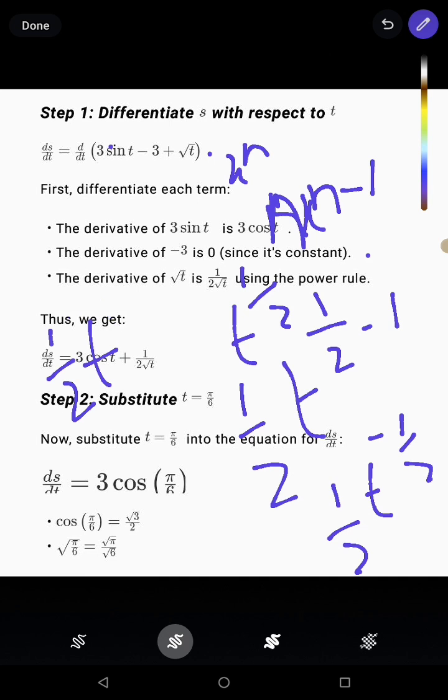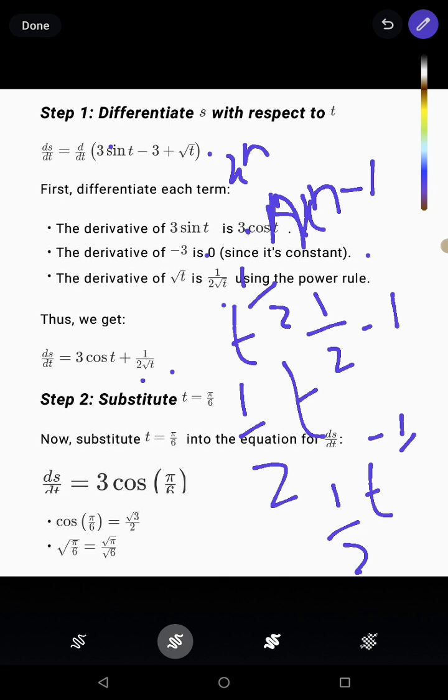So joining the two, that's where we get the ds/dt at this point. This one is already 0, so we join this one to this. That's how we get this here. But they gave us a point in t. They gave us the point pi over 6. So we are taking it one by one. We don't want to stress ourselves at all.